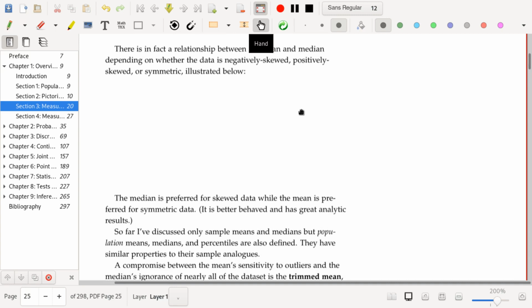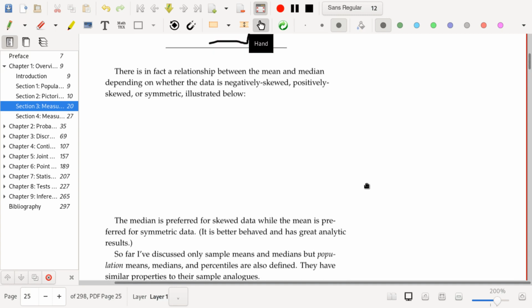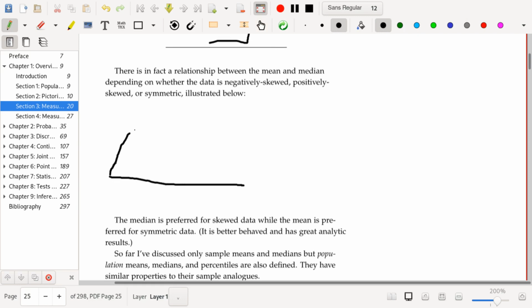In fact, there is a relationship that we can say in general between the mean and the median, depending on whether the data is negatively skewed, positively skewed, or symmetric. If the data set is positively skewed, so the data set looks roughly like this, then the median, which is the point that divides the data set roughly in half, will be less than the mean. That's because the mean is going to try to chase the outliers, and the outliers are going to be on the right-hand side of the bulk of the data.